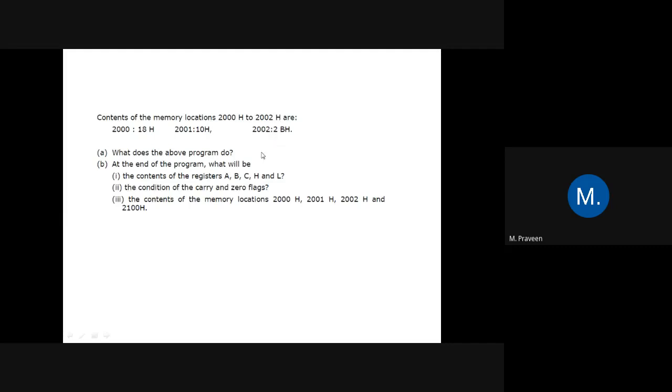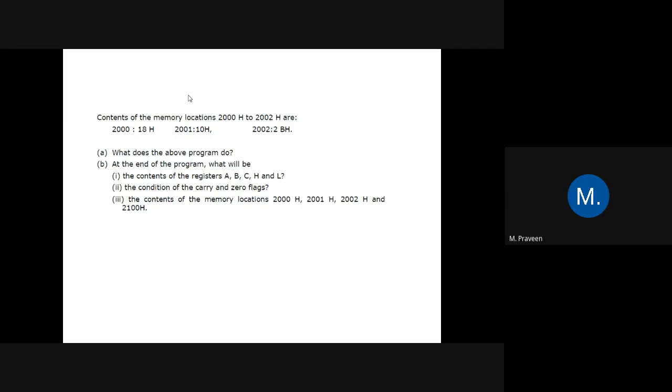Actually, this is a 5-mark question. Here we have to find five answers. I think this was asked in GATE 1992. Here the memory data is given: 18, 10, 2B are stored in the 2000, 2001, 2002 addresses.